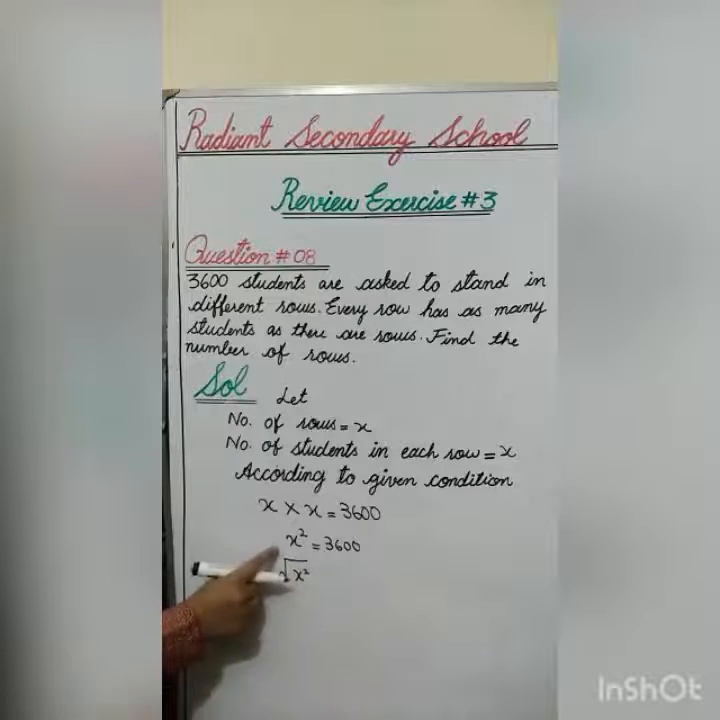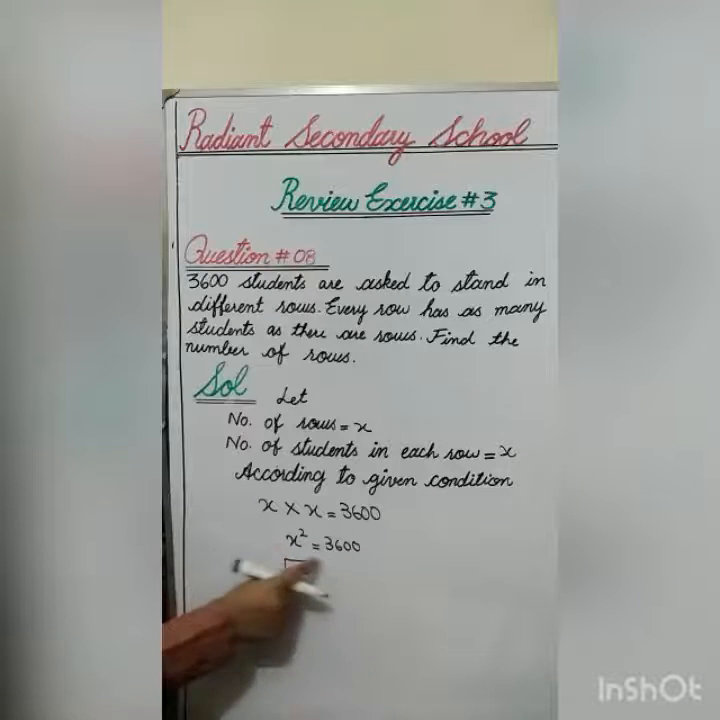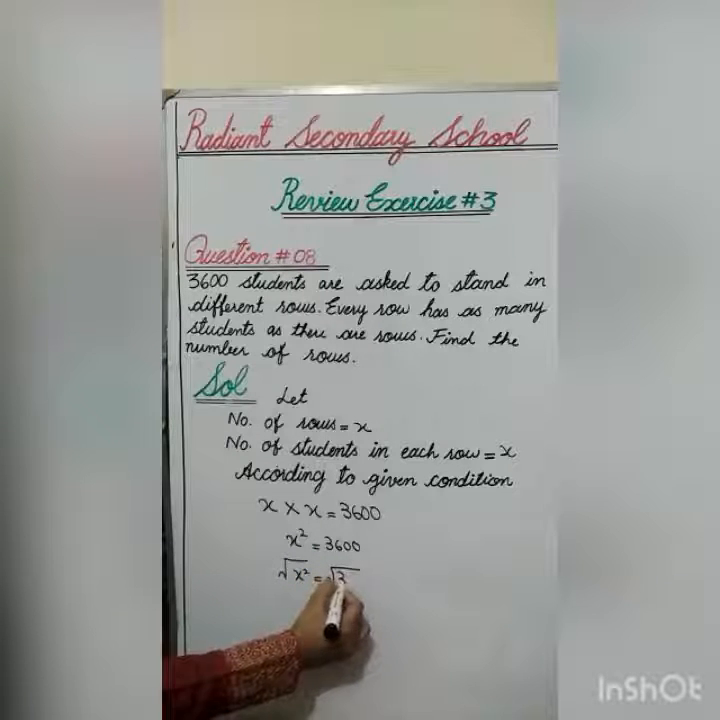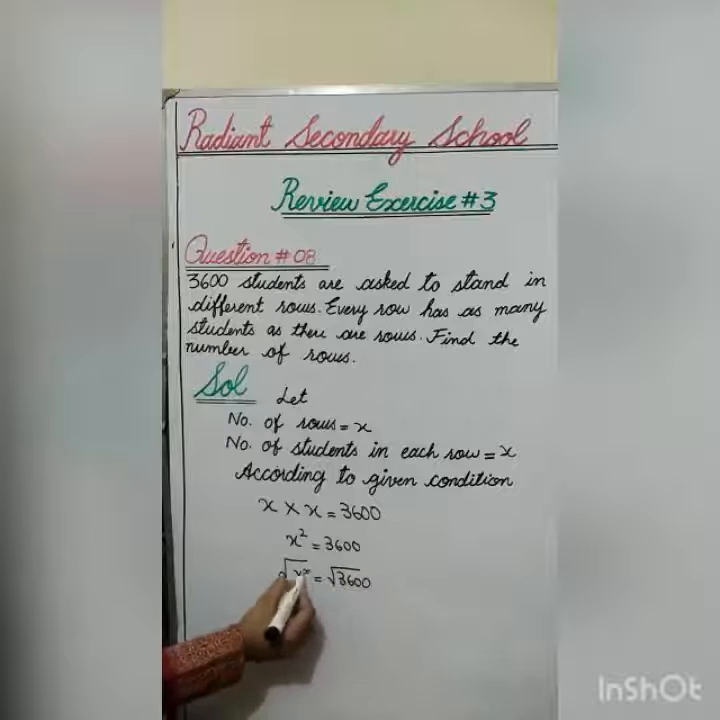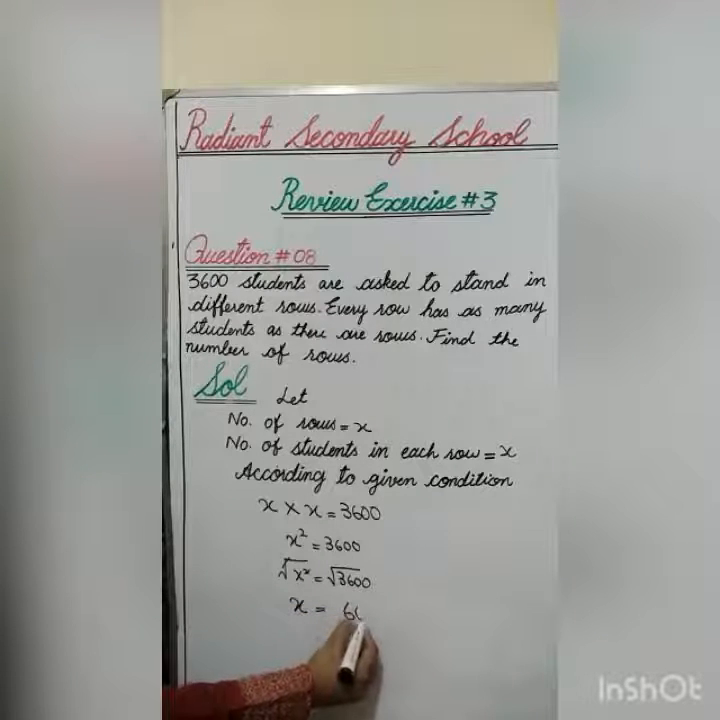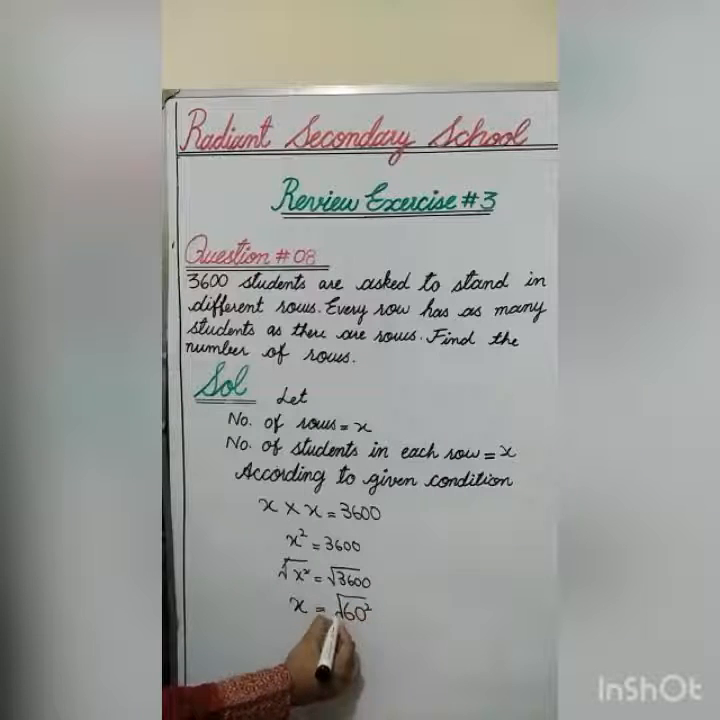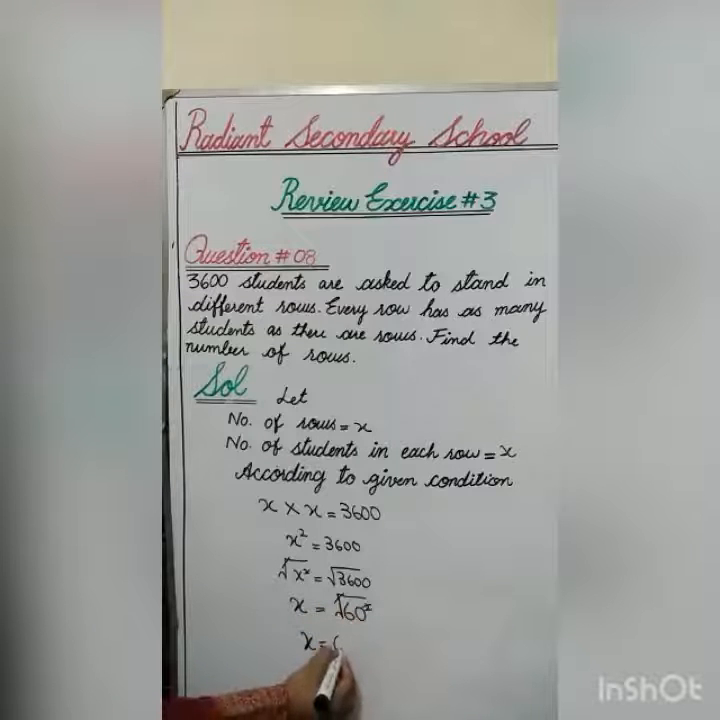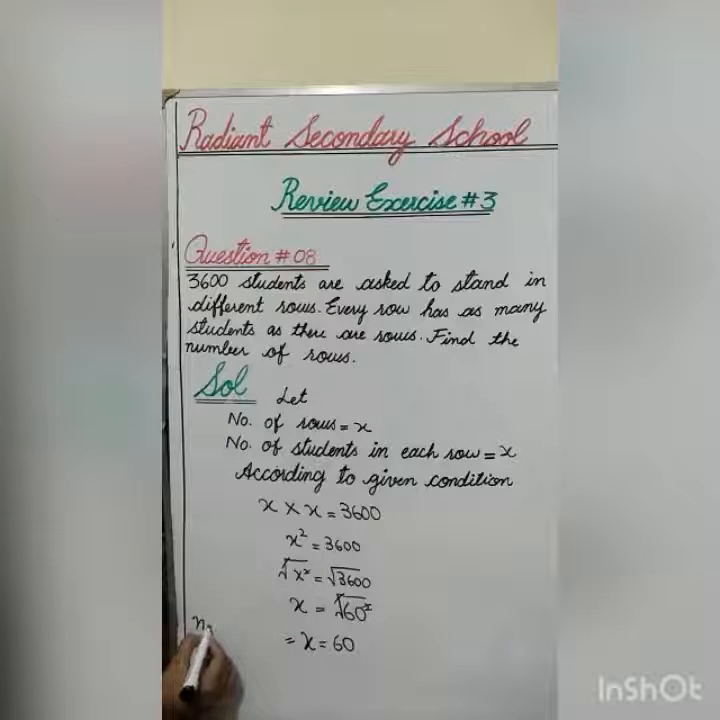I am not writing the statement before this again, but you have to write the statement here that by taking square root on both sides, x equals square root 3600. This square and square root will cancel out. We will get x equal to, now this 3600 is a perfect square of 60. So we will write 60 square, square root will become as it is, and the square and square root will cancel out and we will get 60. So the number of rows, that is x, is equal to 60.